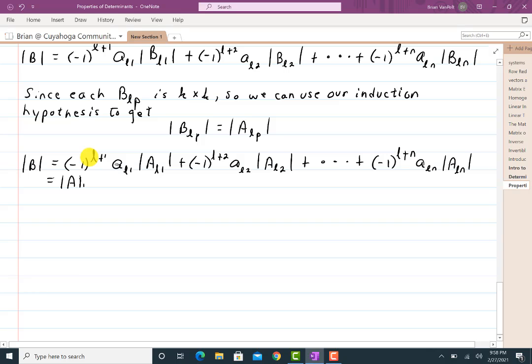And that takes care of one of 3 things that we need to do.